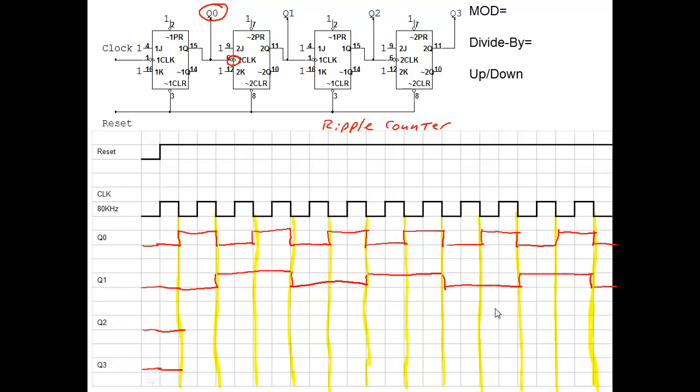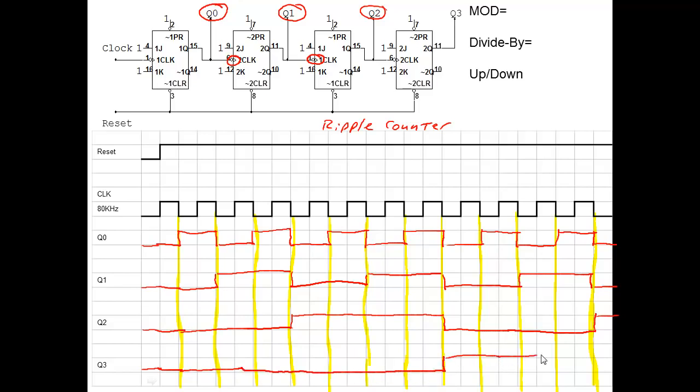Just like that. Now this one's doing the negative edge of Q1. So we're going to stay over here all the way over to the negative edge of Q1. Just like that. And then this one, Q3, is the negative edge of Q2. So you can see we're really only going to change once right there and going over.